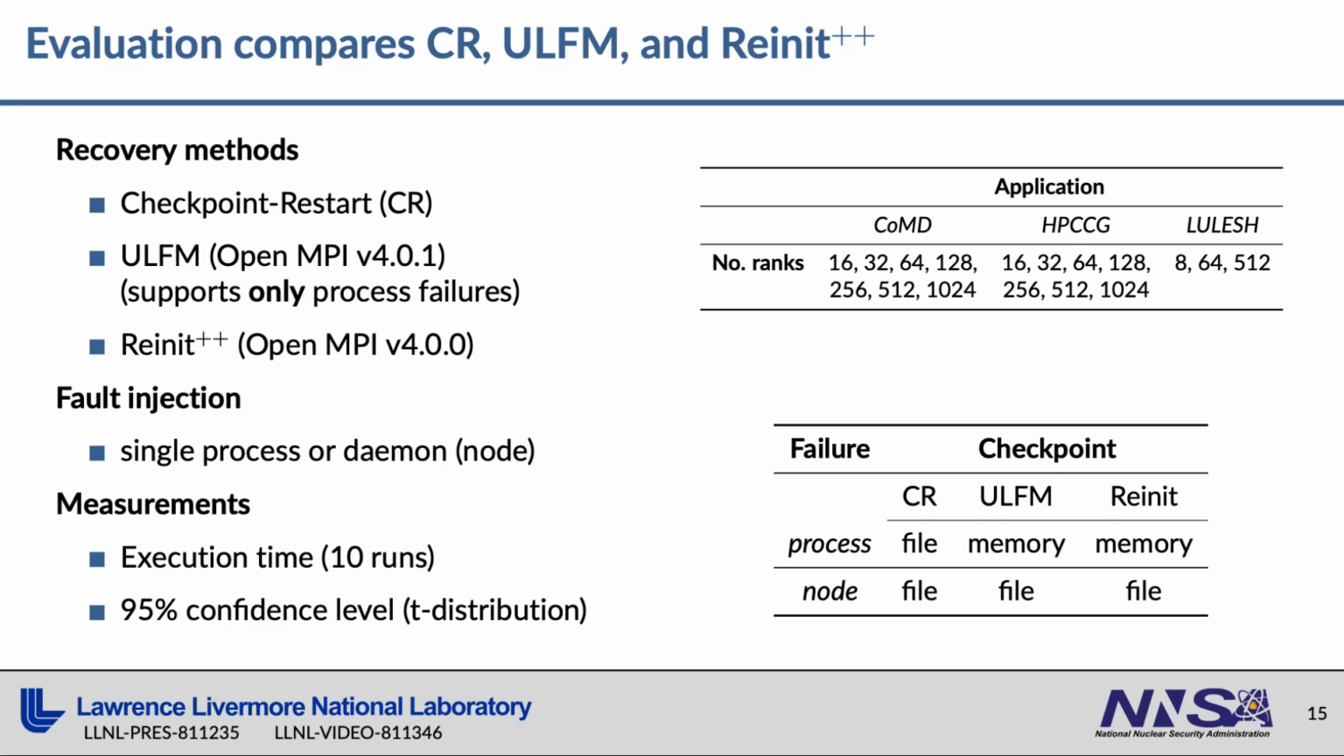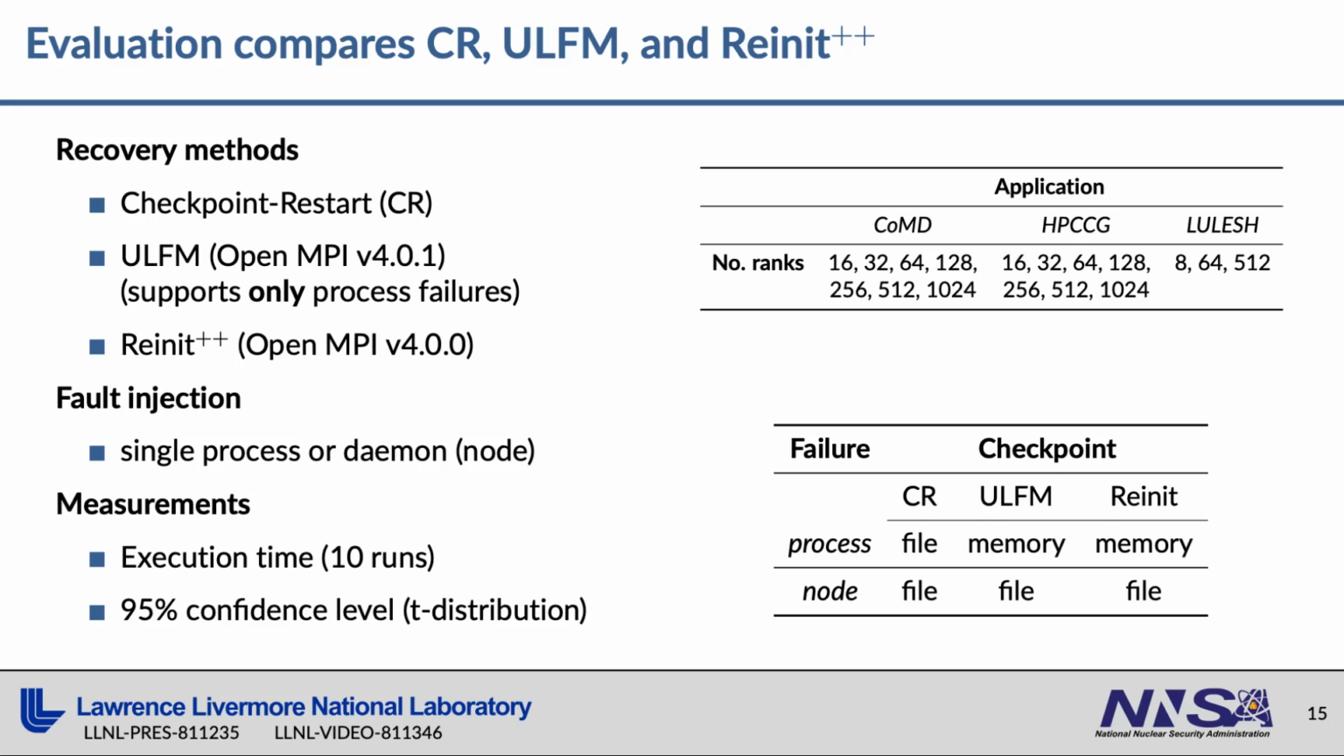We experiment by scaling the number of ranks of deployment to test how well different recovery methods scale. We do fault injection to emulate failures, and specifically, we either do a single process failure during the whole of execution or a single node failure. We measure execution time by doing 10 independent runs, and we show 95% confidence level intervals in our plots.